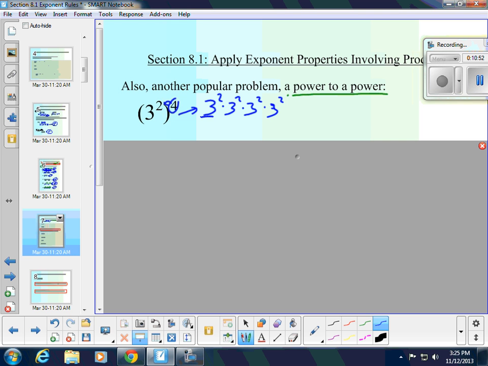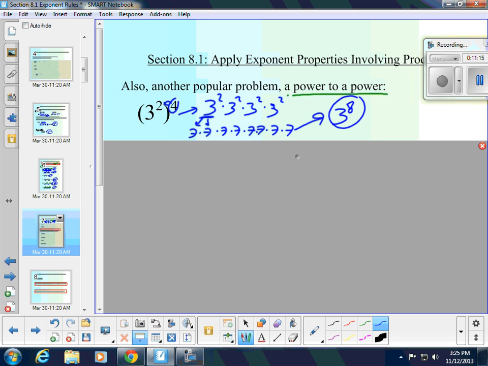Well, each little 3 squared can be broken apart as well. This is just 3 times 3. And then so is the next one, 3 times 3. And then so is the next one, 3 times 3. And then so is the next one, 3 times 3. So really, what ends up happening here, all I end up getting is 8 different 3's multiplied together. So I could say that's like 3 to the 8th power.